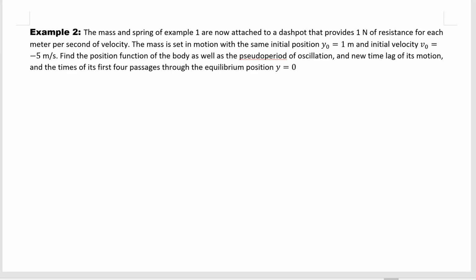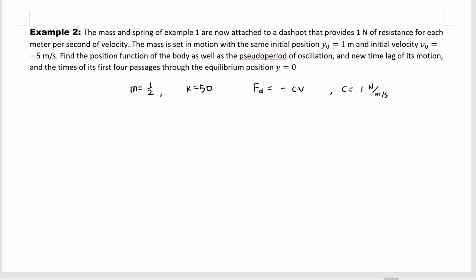Okay, so use our information from example 1. We know m equals 1/2 and k equals 50. And here, we know the damping force equals negative cv, and here c is 1 Newton per second for each meter per second of the velocity.